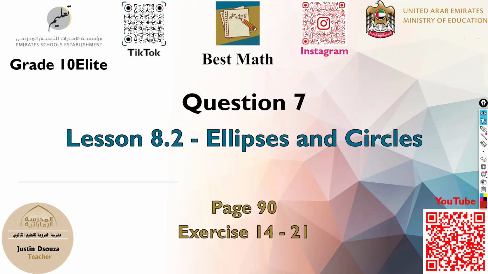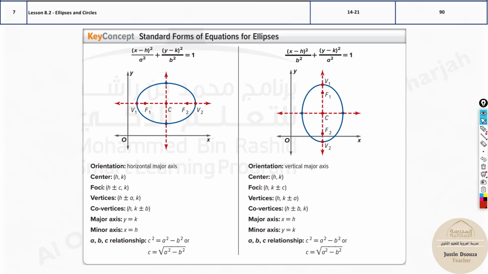Question 7 is from lesson 8.2, ellipses and circles. Here we need to find the eccentricity of ellipses. Here, this is the standard form of ellipses. Now, the most important differentiation between these two is horizontal orientation and vertical orientation. You can see when it's horizontally oriented, it will be along the x-axis.